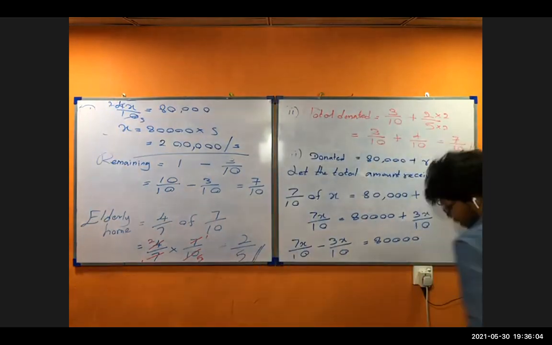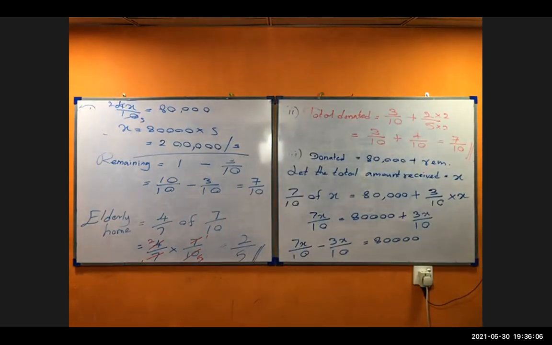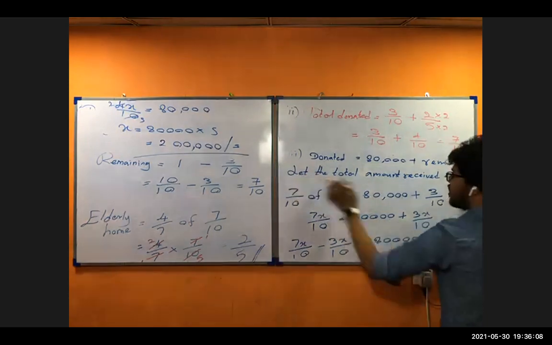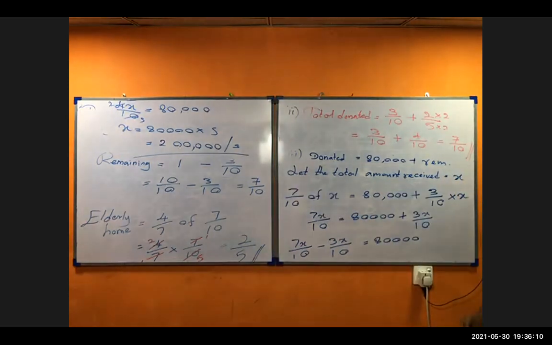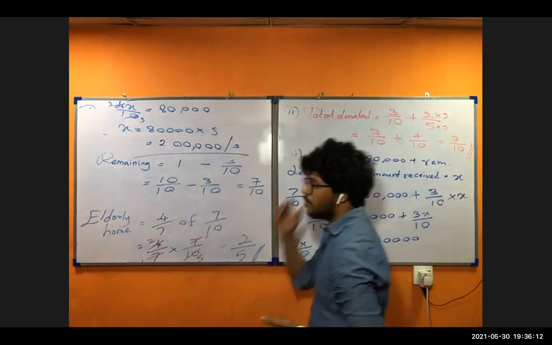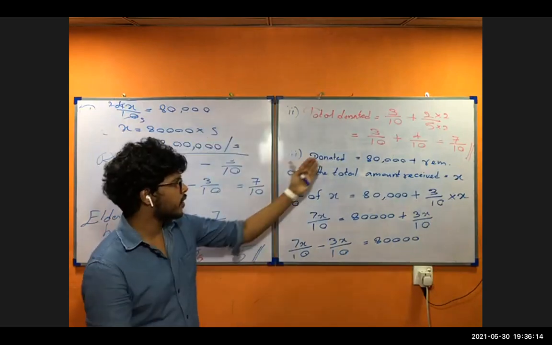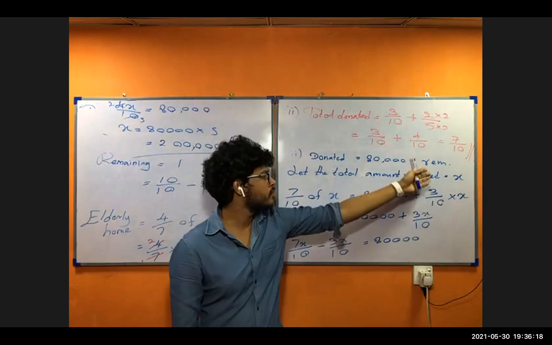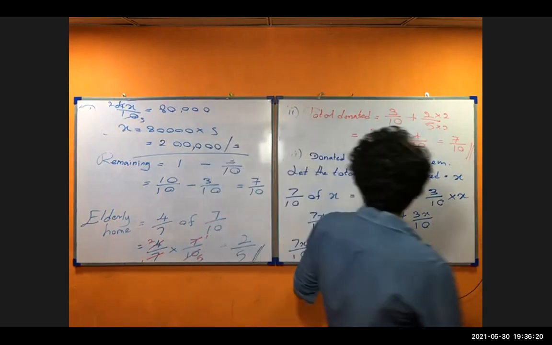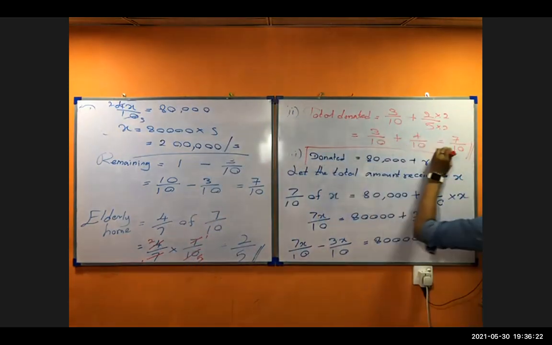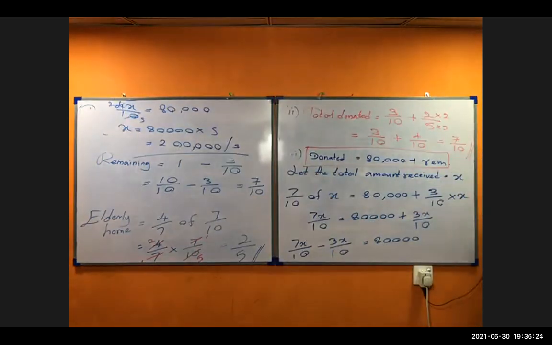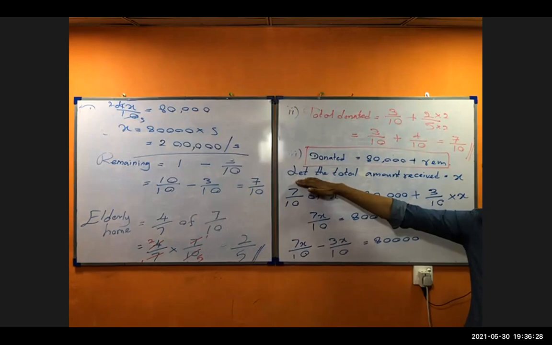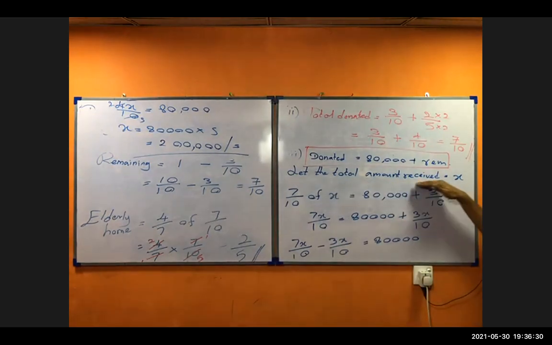Let me quickly explain it again. What I did was, let the total amount received be X, right? It is given in the question that the amount she donated is 80,000 more than the remaining. So that's why I built this equation, right? 80,000 more than the amount donated. Then I took the total amount received to be X.